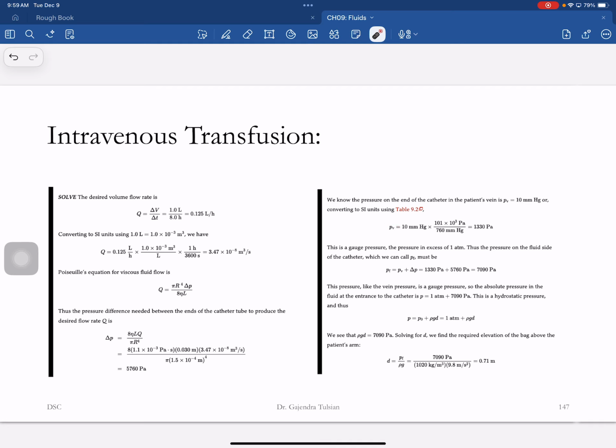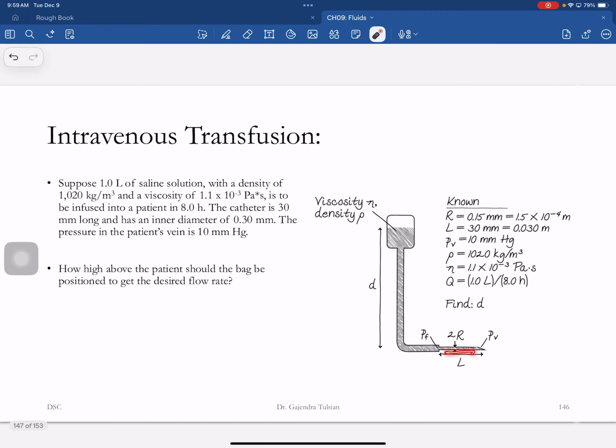Okay, the pressure in your veins is 10 millimeters of mercury, and 10 millimeters of mercury converted to pascals is 1,300 pascals. Okay, so this is the gauge pressure. The pressure on the fluid side of the catheter must thus be 7,000 pascals. Okay, so there's the catheter. Here you want 7,000 pascals to push that liquid at that rate. Okay, and to have that pressure, this is coming from the hydrostatic pressure, this height of the liquid.